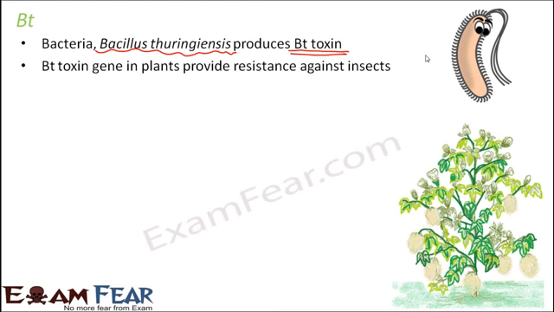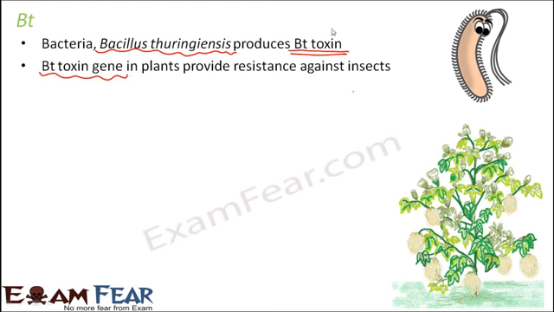So now, the BT toxin gene in plants provides resistance against insects. This BT toxin is actually produced by bacteria. Now inside the bacteria, what is present? There is a cell which makes the bacteria, and inside that cell there are certain genes. There is a particular gene which produces this BT toxin. That BT toxin gene is extracted from bacteria, and the same gene is inserted inside the plant. If inside the plant you have the same BT toxin gene, what will happen? That gene is responsible for the production of BT toxin.